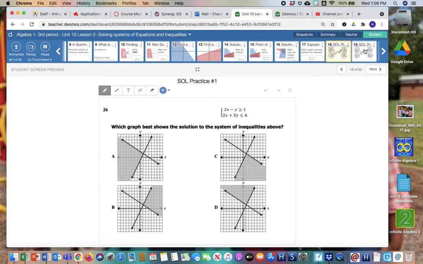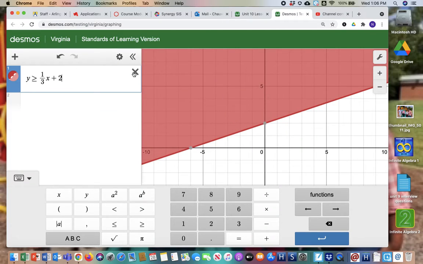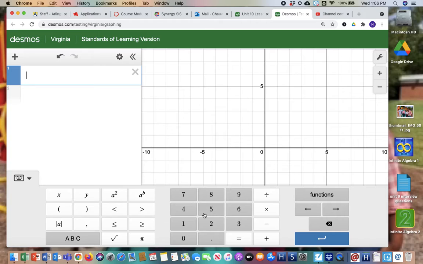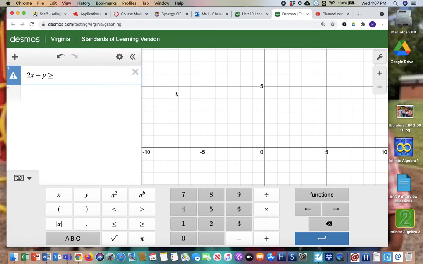Okay? All right, so again, how would these look in terms of an SOL? Well, they'd look like these types of questions. Which graph best shows the solution to the system of inequalities above? Type it in the calculator on Desmos. So 2x minus y is greater than or equal to negative 1. So let's go back up in here. Same thing. I'm just going to create it. So 2x minus y is greater than or equal to negative 1.